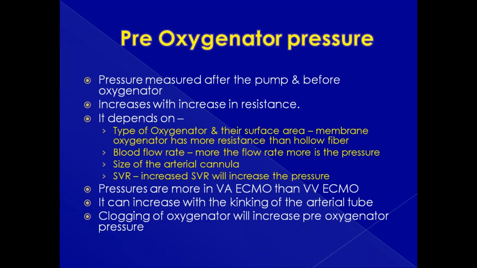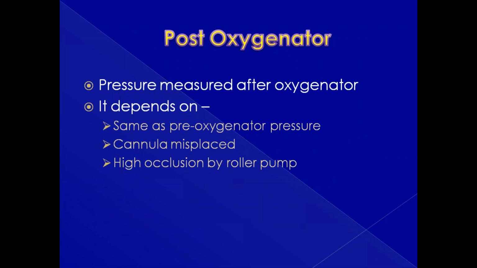It increases with increase in the resistance. It depends on the type of the oxygenator and the surface area, blood flow rate, and the size of the arterial cannula. If systemic vascular resistance increases, the pre-oxygenator pressure also will go up. Pressures are more in VA ECMO than in venous ECMO, and it can increase with kinking of the arterial side of the tubing. Clogging of the oxygenator will increase pre-oxygenator pressure as well. So it's a surrogate of that.